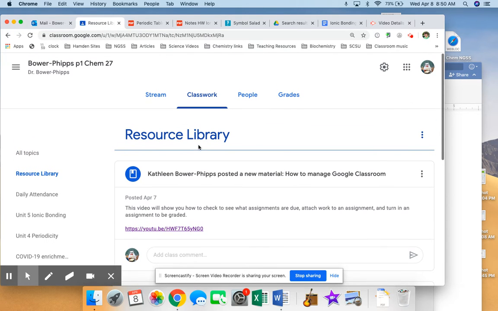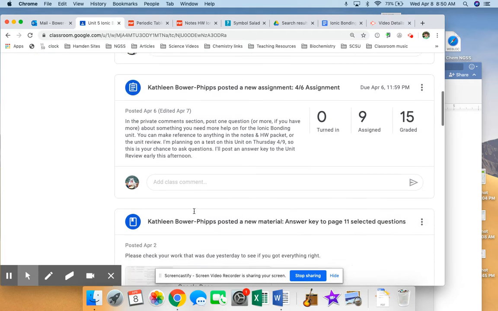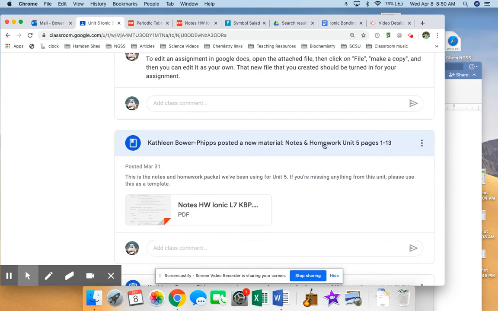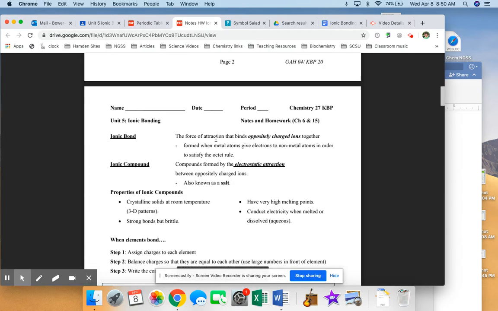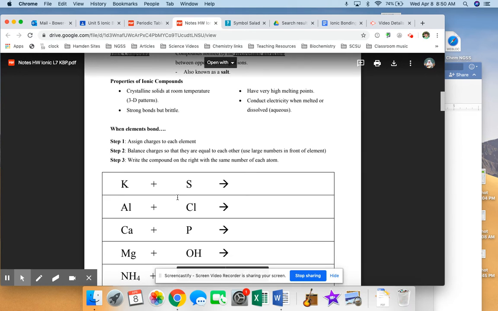You can also find this notes packet in the Unit 5 ionic bonding. You can look for the notes and homework pages 1 through 13. I've also opened this up in a new tab. So far, we've gone through pages 1 and 2, and now I'm going to show you how you can use those charges on the element to figure out how they're going to form an ionic compound.